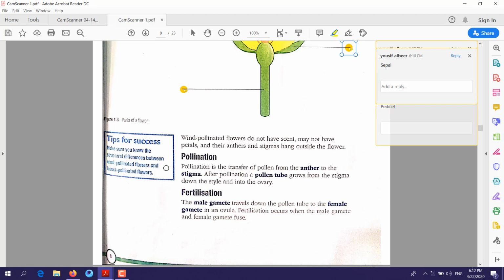Then, the process of reproduction goes through many stages, many steps. These steps are, firstly, the first step, we call it pollination. Pollination, what do you mean by pollination? It's the transfer of pollen from the anther to the stigma.